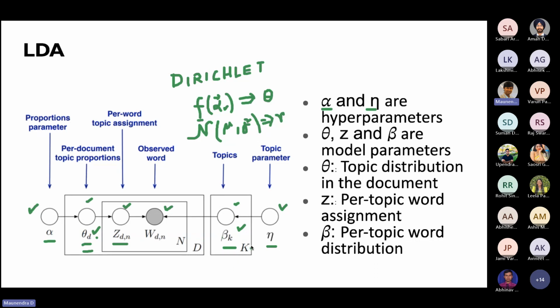So this k means there are k topics and there are k such circles, k such beta values. This d means there are capital D number of documents, and that means there are d number of these theta vectors. This n, which is inside this d plate, means that inside a document d there are n number of words, and for each word we have Z and W. So this shaded thing means it is observed and everything else is unobserved.